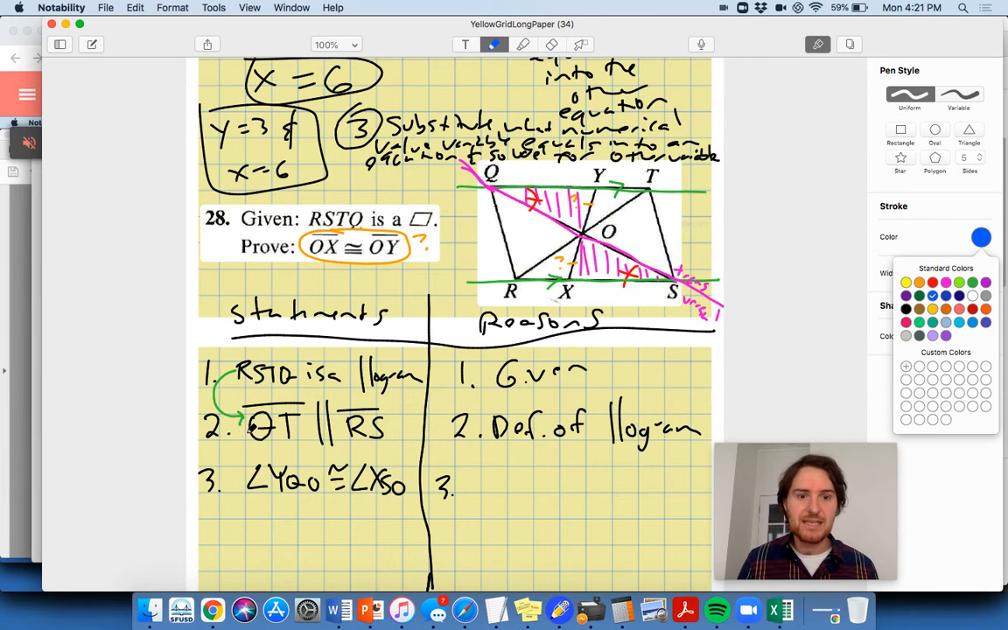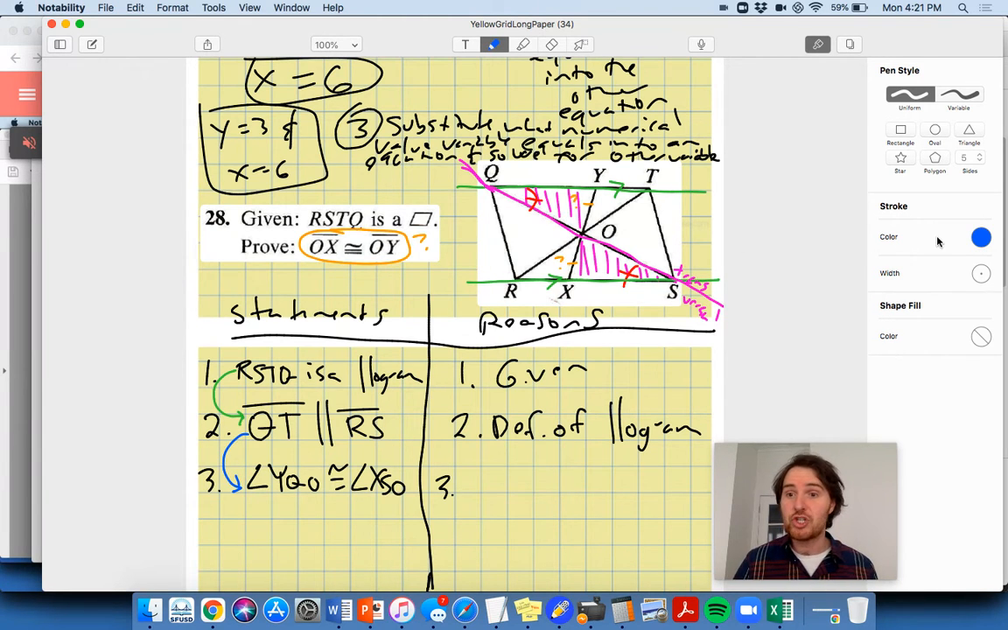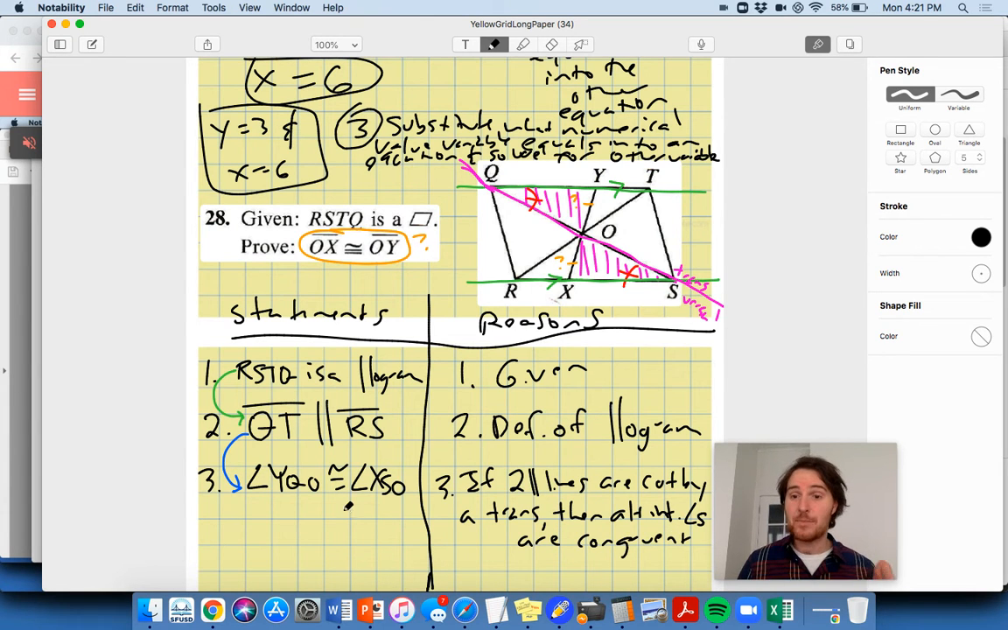Then we can go from this step to this step as we build our chain of reasoning to say that these alternate interior angles are congruent. So here we just put our justification in words by mentioning that theorem from section 2.2: if two parallel lines are cut by a transversal, then alternate interior angles are congruent to one another. We just justified our statement number 3.